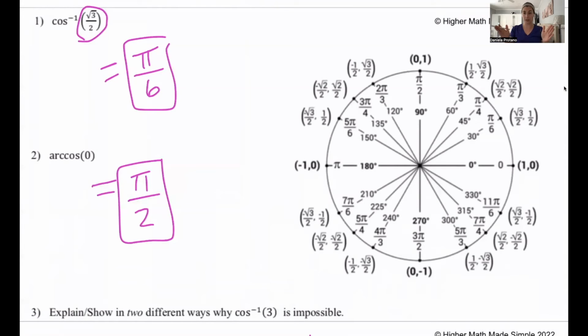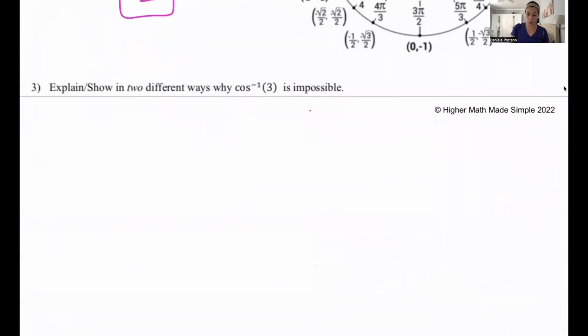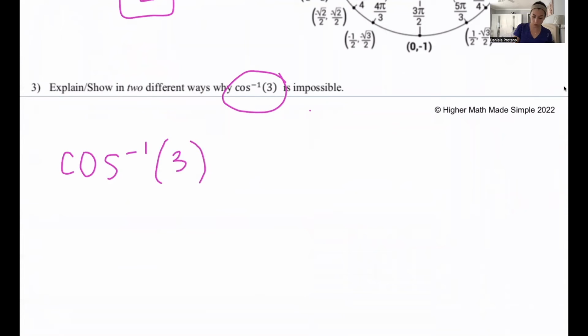Once you see the radians between quadrants 1 and 2, you are done. So here's a cool question. We're going to show in two different ways why, if we were looking for inverse cosine of 3, in other words, we want to find f of 3, why is it impossible?